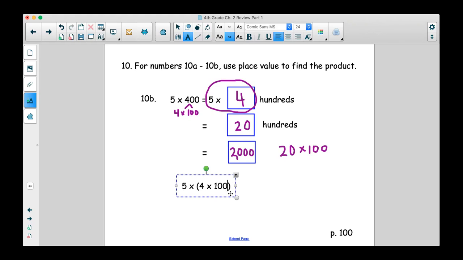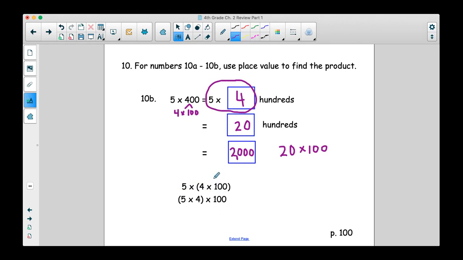And then we kind of almost just used the associative property because we grouped 5 times 4 together and found out 5 times 4 was 20. And then we still had to multiply that by 100. So basically, these moves that I just typed out right here are the same moves that are happening up here. It's basically the associative property. We just grouped things together a bit differently.